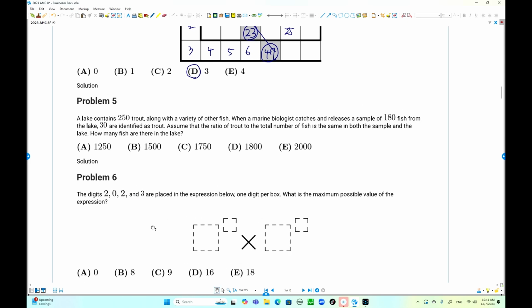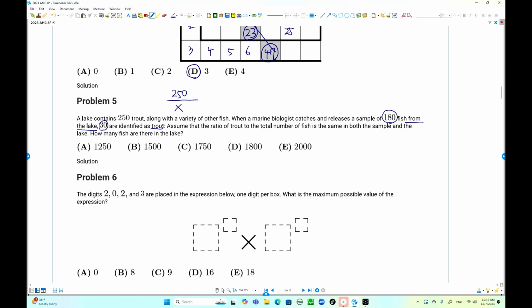Number 5 is statistics. Okay? A lake contains 250 trout along with a variety of other fish. So there are 250 trout. Now, how many pieces of fish in total, we don't know, right? Marine biologists catch and release a sample of 180 fish from the lake, right? And there are 30 trout. Okay, that's the ratio.